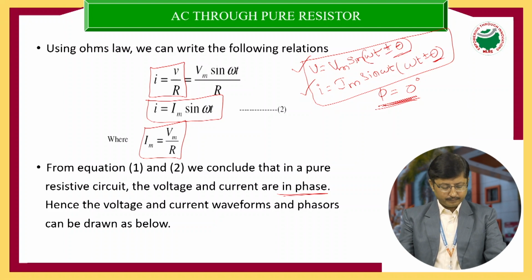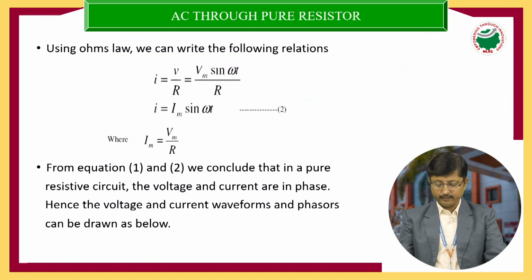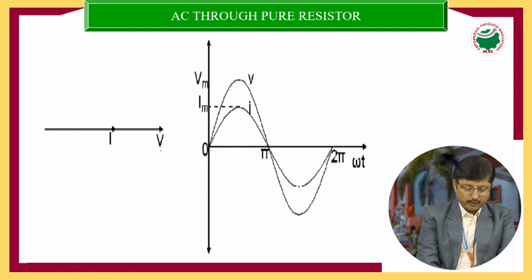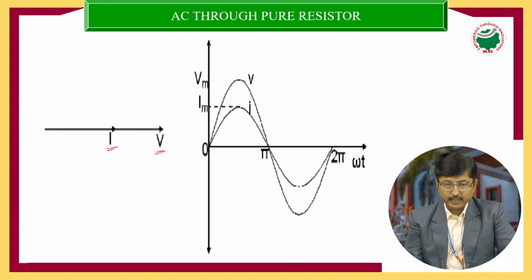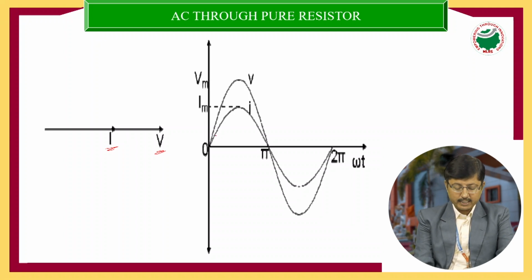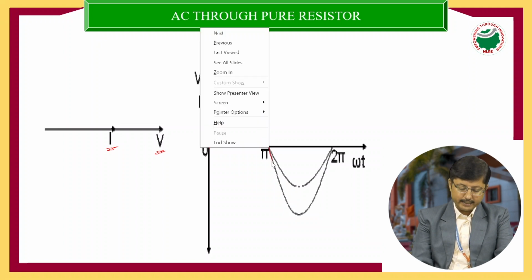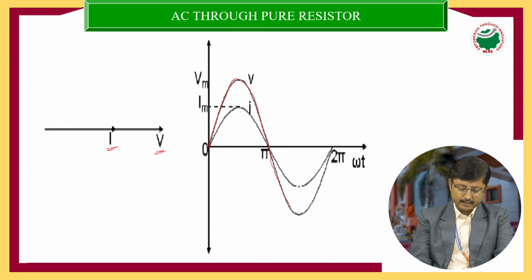Now if you look at the phasor diagram, the voltage and current are both in the same phase. This is the vector diagram, and this is the waveform. In the waveform, the voltage starts at 0, attains its positive maximum value, returns to 0, then attains the negative maximum and returns to 0. So you can observe that the voltage varies sinusoidally.